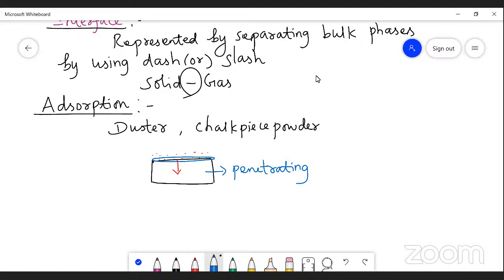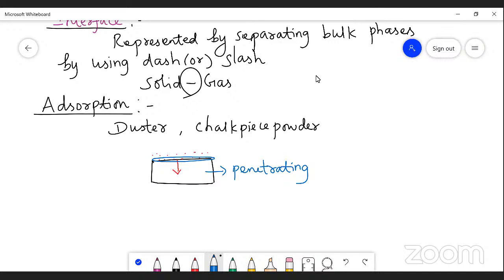Any material given, the solid surface has a tendency to hold that material and keep it on the surface. This is called adsorption. Just keep it in your mind. It is not moving into the bulk.